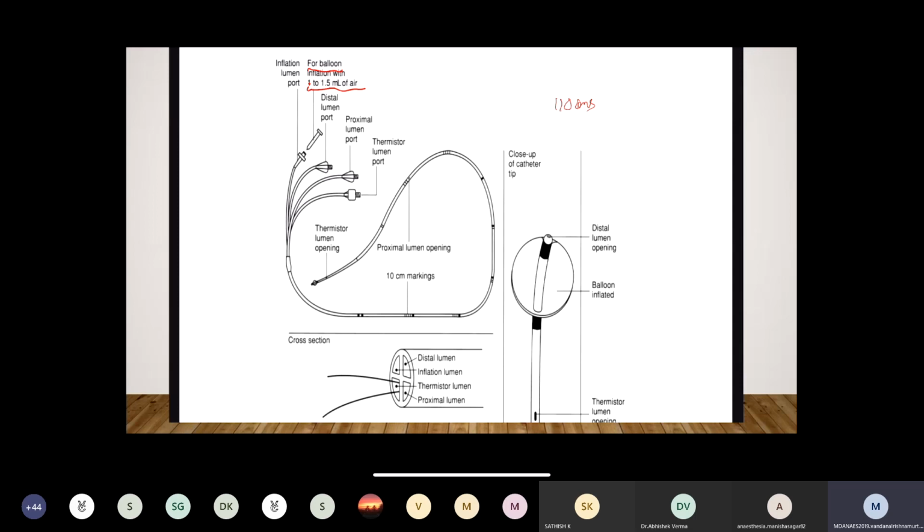And the second port is the distal lumen port, which will be open in the pulmonary artery, so it helps in measuring the pulmonary arterial pressure. And the proximal lumen will be present in the right atrium, so it helps in the measurement of CVP. And the thermistor port helps in the temperature monitoring.